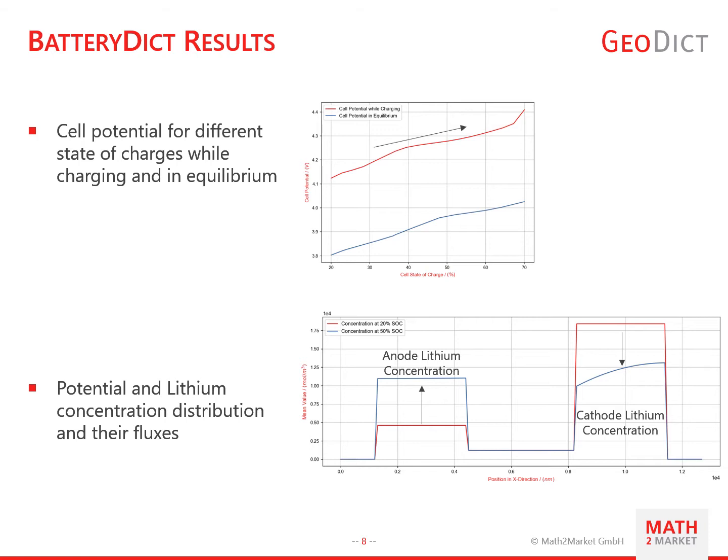In the beginning, the lithium concentration is high at the cathode side and low at the anode side. During the loading process, the lithium concentration gets lower on the cathode side and grows at the anode side. A concentration gradient may also occur depending on the diffusivity of the active particles.